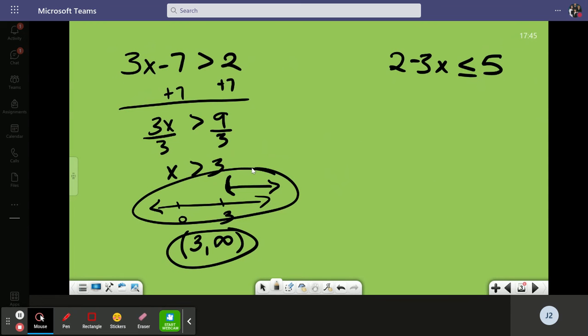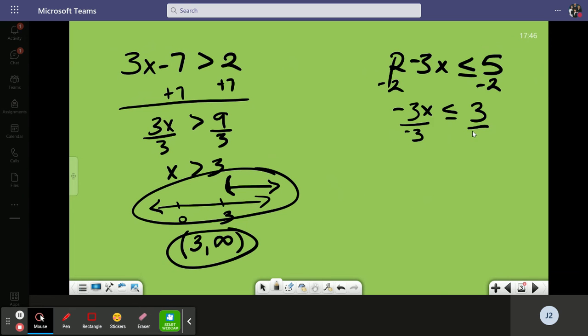All right, there is one difference in solving equations and inequalities. If I subtract this 2 from both sides, then that's gone, and I get negative 3x is less than or equal to... What do I have to divide by this time? A negative. And what do I do if I ever divide an inequality by a negative?